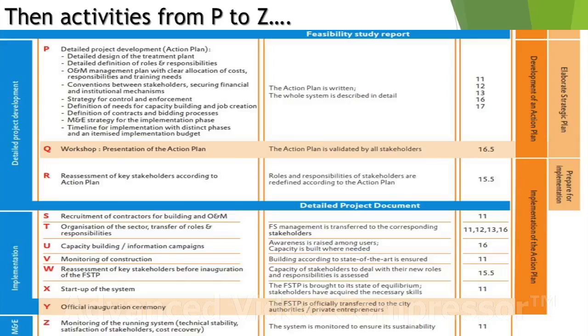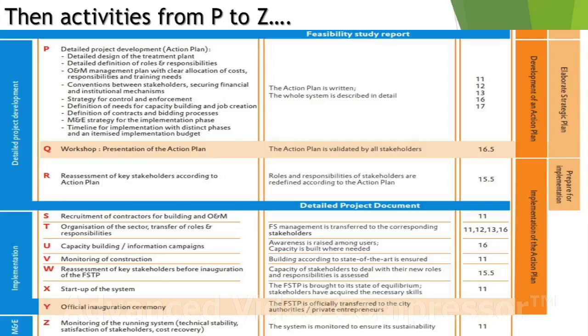Coming to the implementation part, the first activity will be the recruitment of contractors for building and O&M. The second one is organization of the sectors, transfer of roles and responsibilities, capacity building, information campaigns. The fourth one is monitoring of construction.